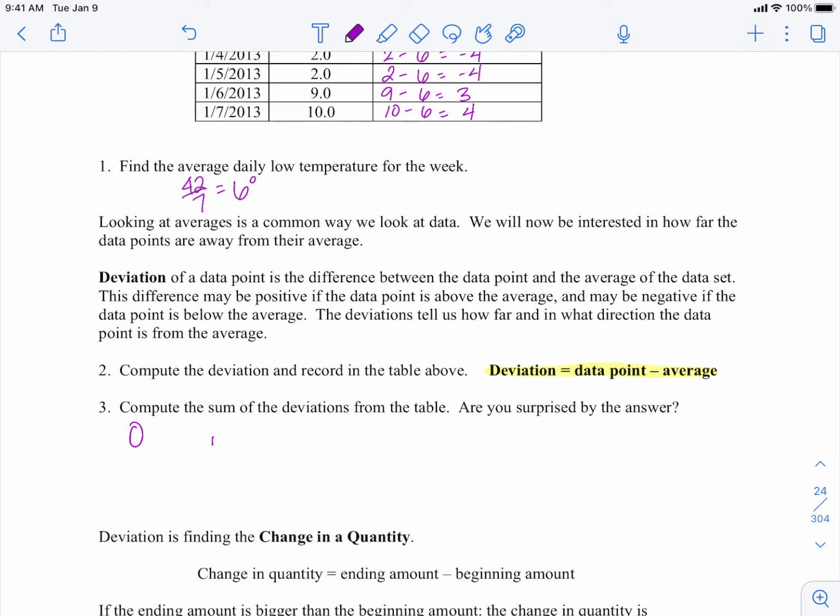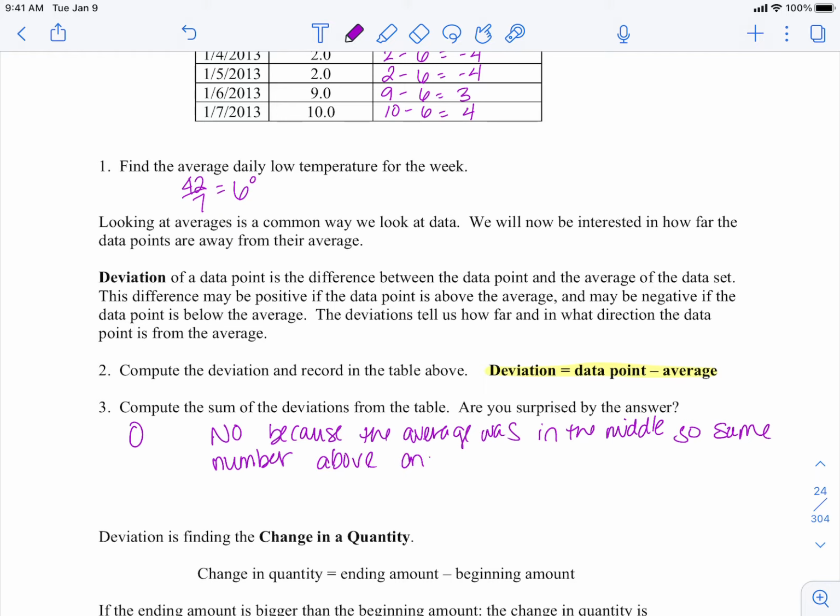And no, this should not be surprising because the average was in the middle. So you have the same number above and below it, which would end up giving you the sum of 0.